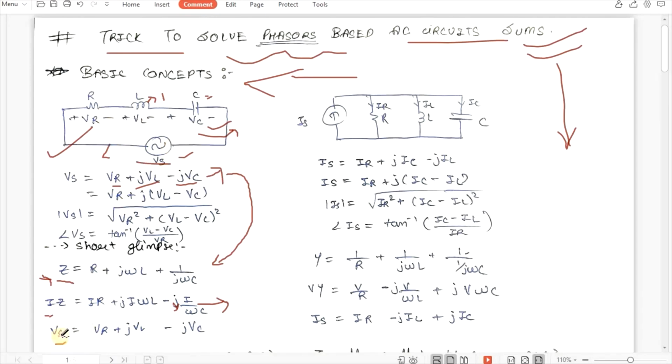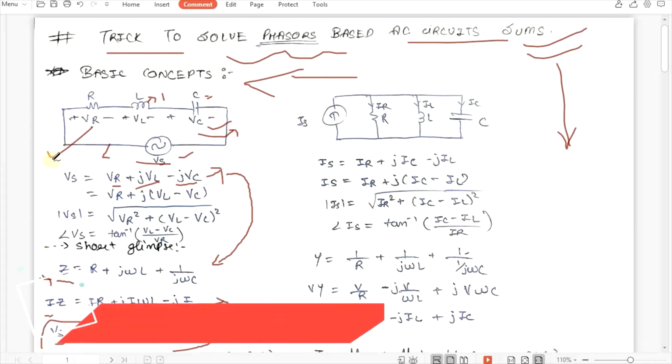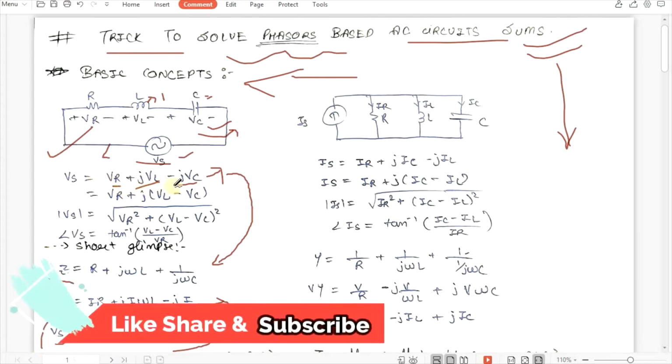Input voltage, so it will be Vs equals VR. Why? Because you can see I multiplied by R will be VR, right? Plus jI into ωL, I into the reactance of the inductor, will be VL, so it will be jVL. Similarly, for the capacitor, it will be minus jVC, since the reactance of the capacitor is 1 upon ωC, and I into that is in voltage form. So this is the equation that we are going to use: Vs equals VR plus jVL minus jVC.